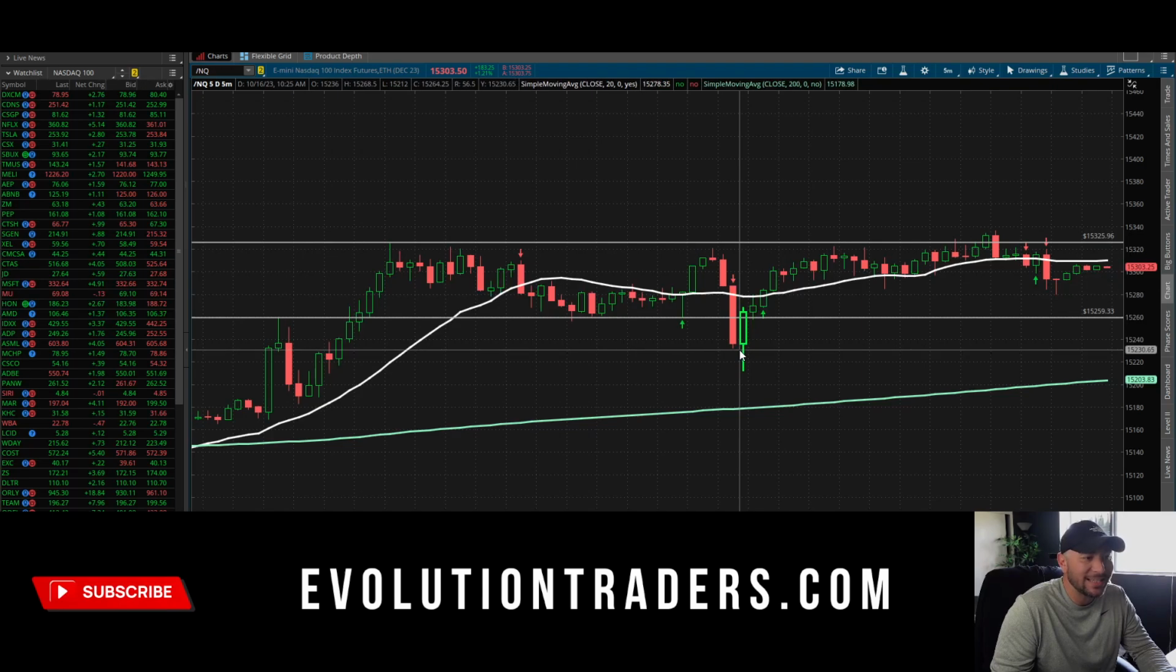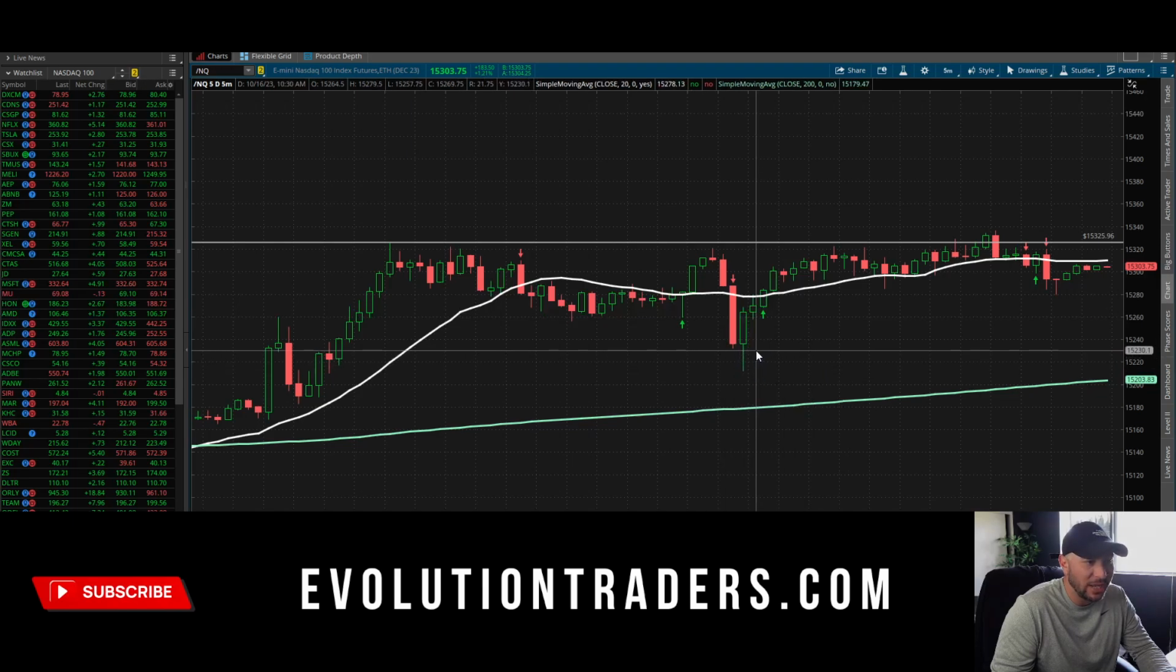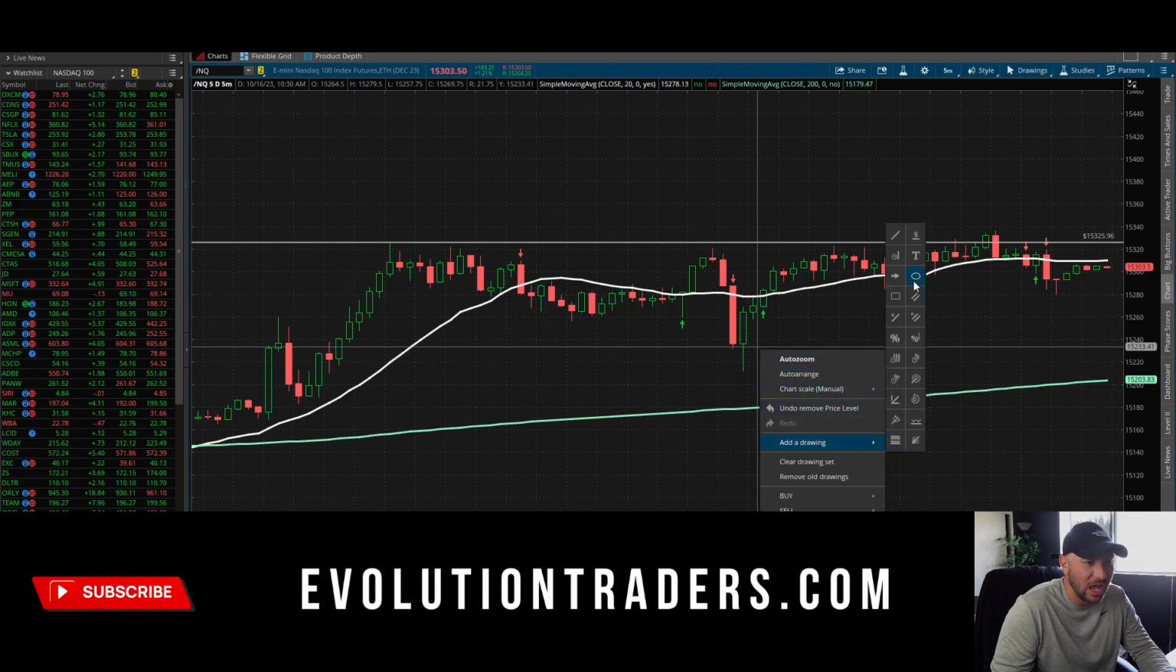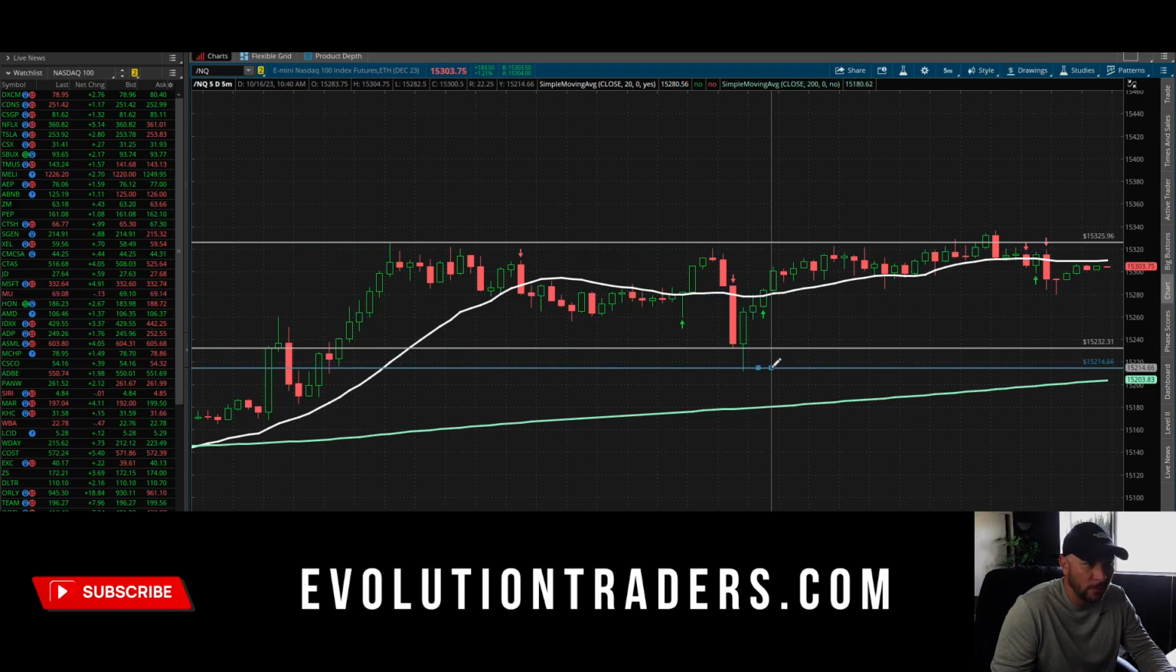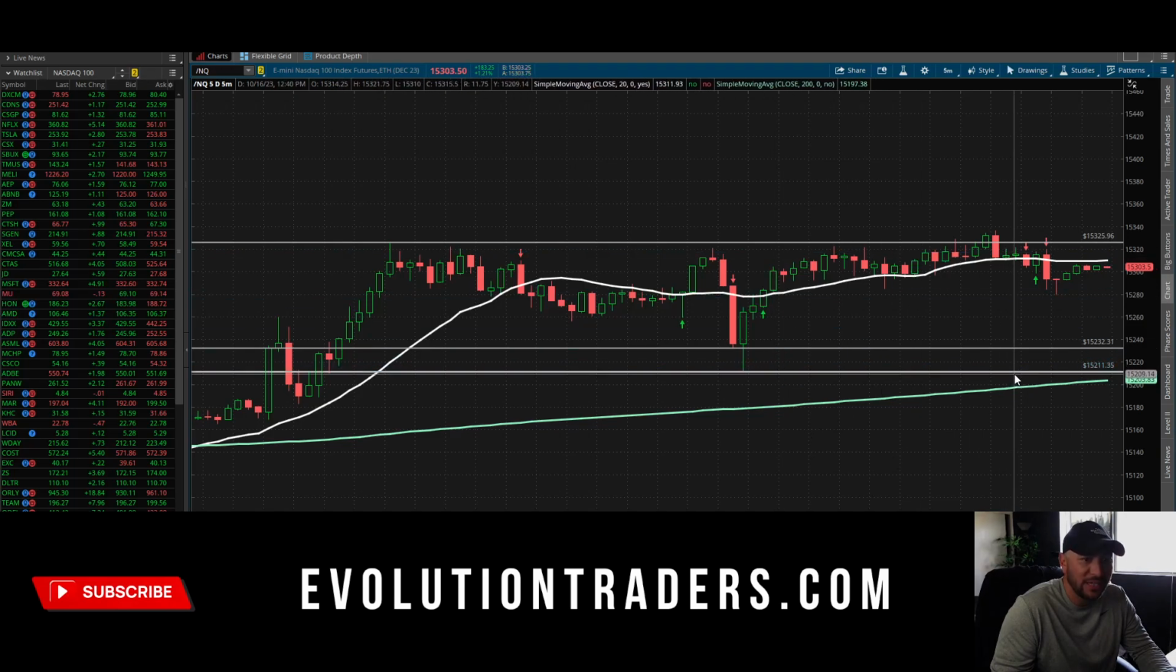Here is our next setup here. Okay, now we get a close below the 20 SMA, and if I look at how many points this actually got, from an entry point of around 15,232, it drops all the way down to 15,211.